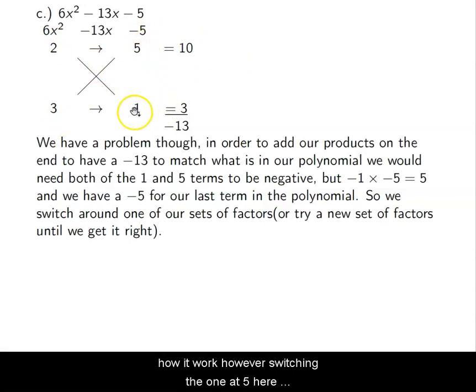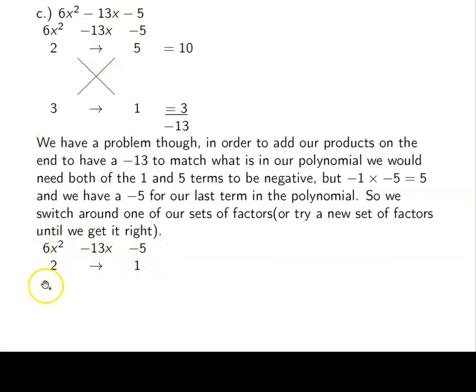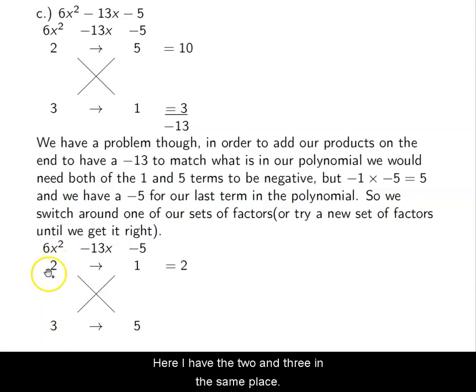However, switching the 1 and 5 here might work for me. So I'm going to start with the 6x squared minus 13x minus 5, my polynomial. Instead of 5 and 1, I'm going to go 1 and 5, right? So here I'll have the 2 and 3 in the same place. I just switch one of them, right? So here instead of 5 and 1, I go 1 and 5.